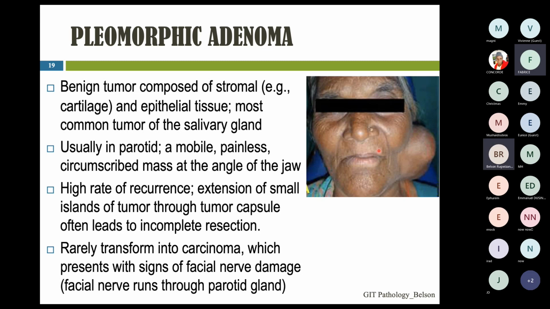So ikibazo cyaho nuko ikunda gukora recurrence. So in the literature they say iyo ibazwe neza, iyo uyibaze ariko ntuyibaga neza akayakanwa gato gasigaramo iragaruka, ariko nubwo yabagwa neza igashiramo, there is a risk of 25% to come back again. Another problem is that it can be transformed into a cancer, a carcinoma. Icyo gihe tuyita carcinoma ex pleomorphic adenoma. So carcinoma ex pleomorphic adenoma, meaning a cancer arising from a pleomorphic adenoma.